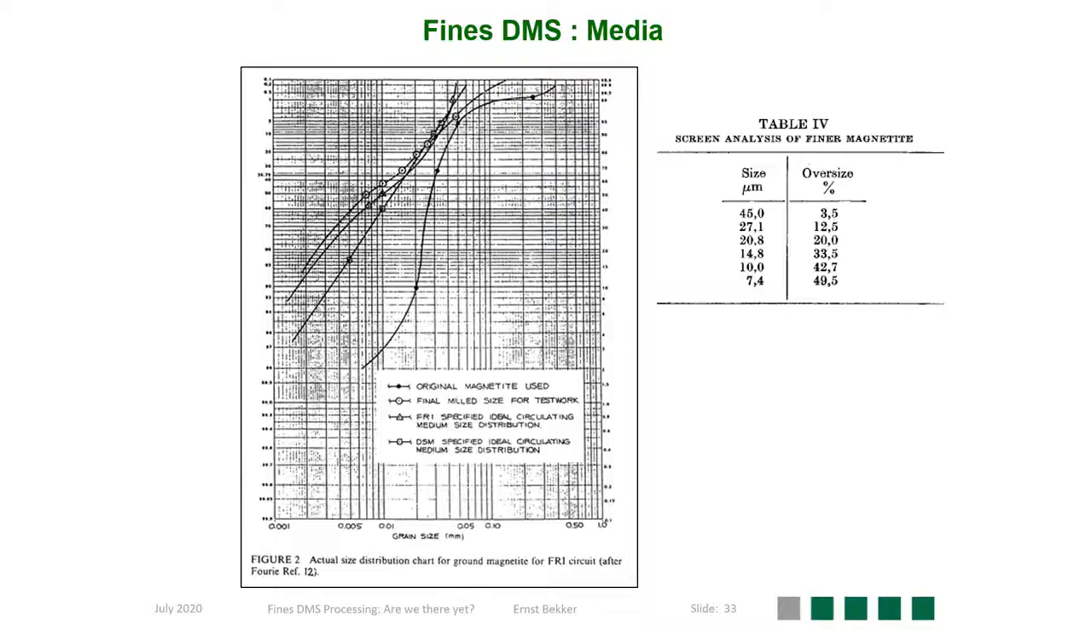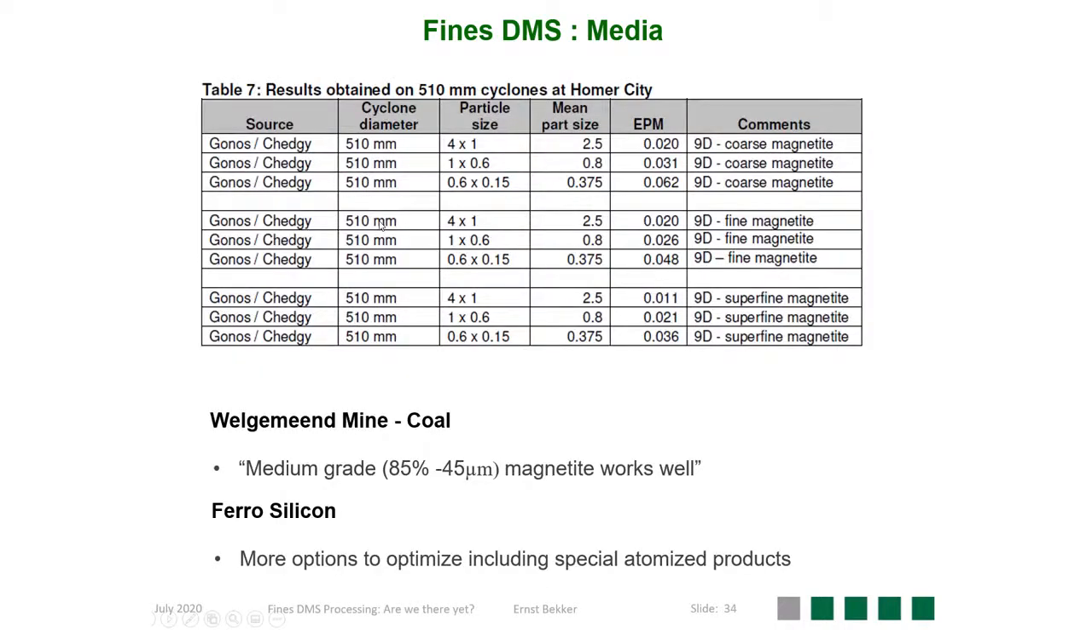Another factor on fines dense media separation is the media itself. The Fuel Research Institute developed their own size distribution on magnetite in the earlier years. On the graph on the left hand side, one can see what was the original magnetite, what was supplied to the process. They milled the magnetite and they reconstituted it to form their own type of size distribution, which is very similar to what was proposed by the Dutch State Mines many years ago.